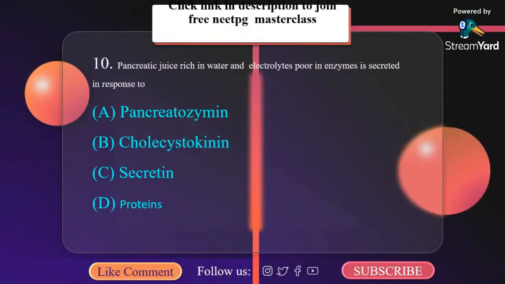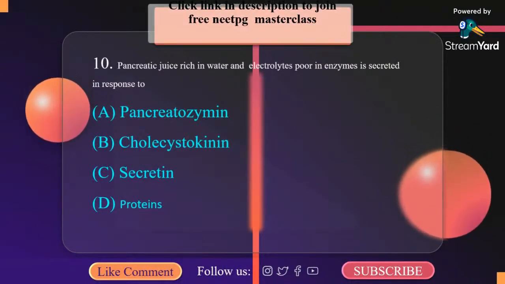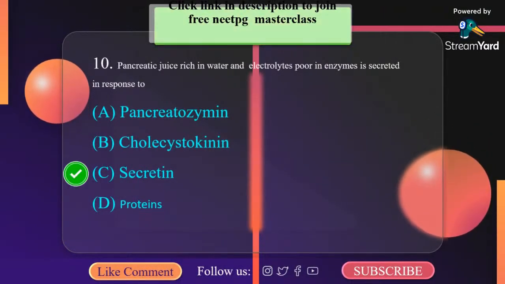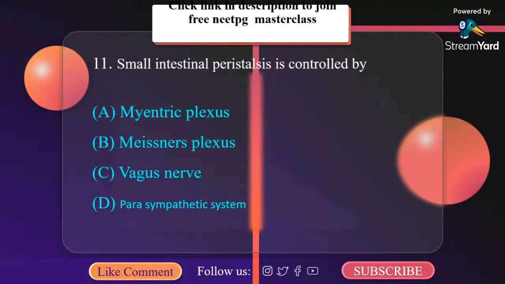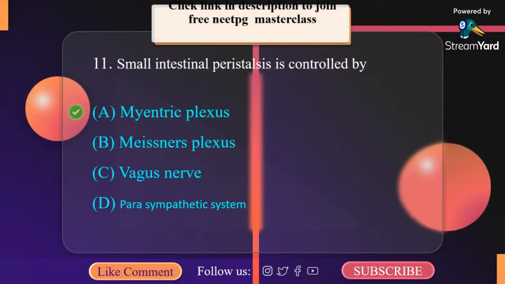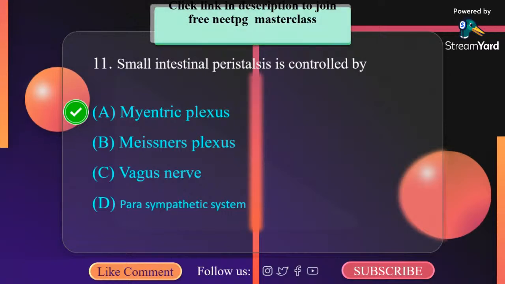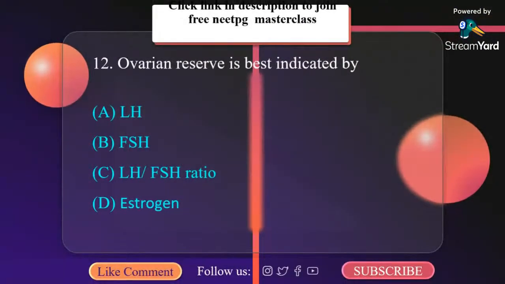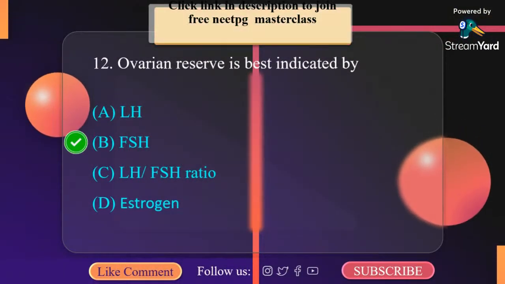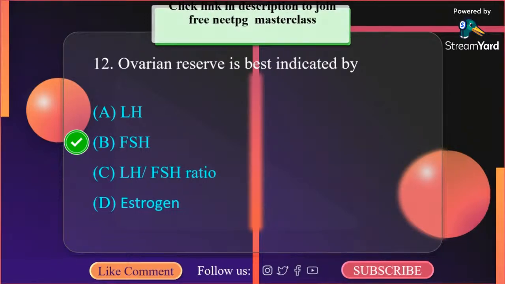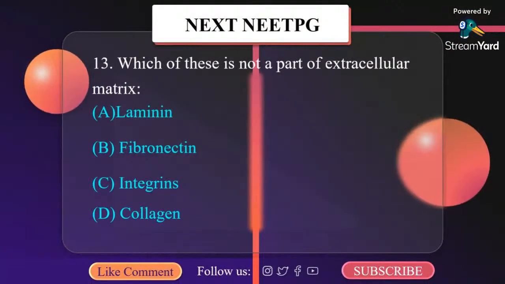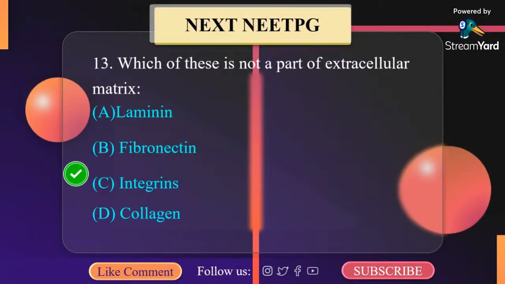Pancreatic juice rich in water and electrolyte, poor in enzyme, is secreted by secretin. Small intestinal peristalsis is controlled by Myenteric plexus. Ovarian reserve is best indicated by FSH. Which of the following is not a part of extracellular matrix? Integrin.